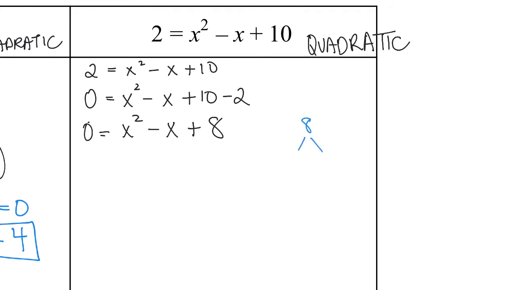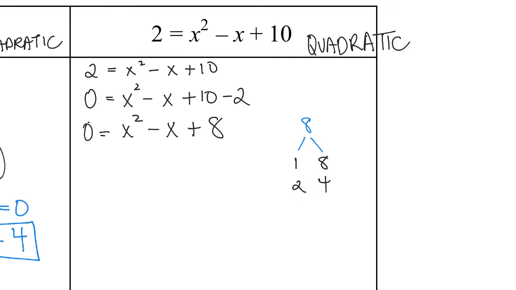So I need two numbers that are going to multiply to give me 8, but they have to add together to give me my B value of -1. So if I think of all of the combinations of numbers that can be multiplied to give me 8, the only combinations that work are 1 and 8 and 2 times 4.